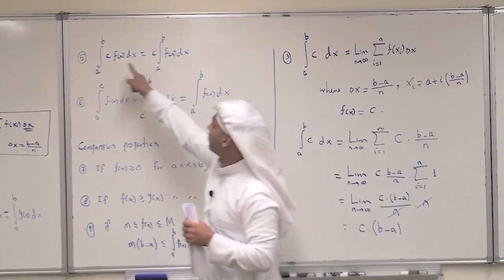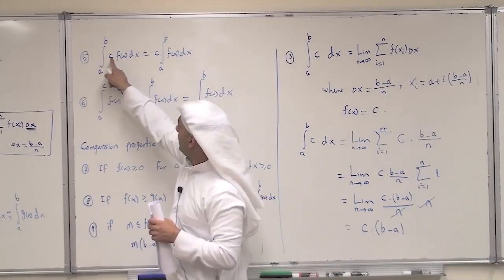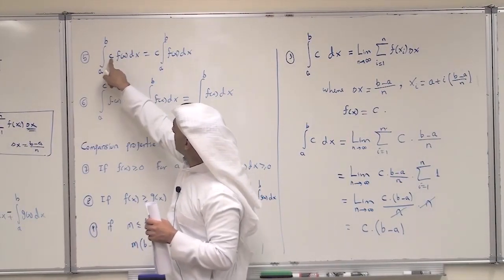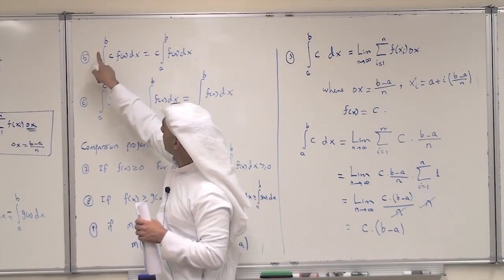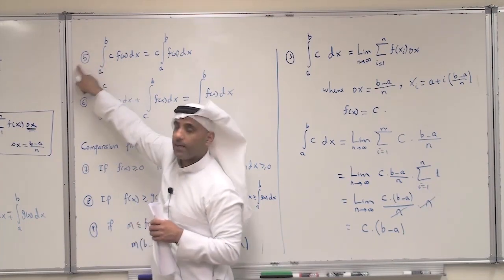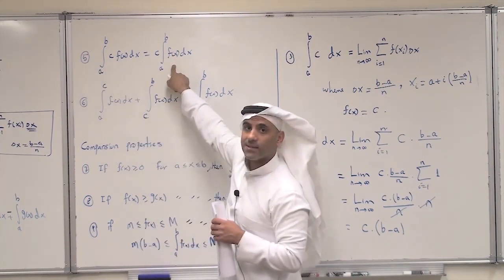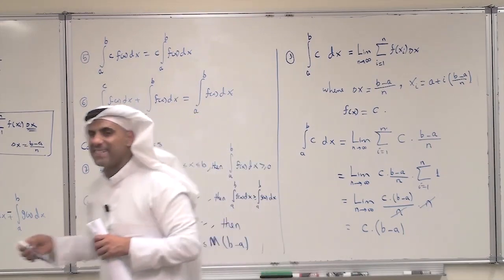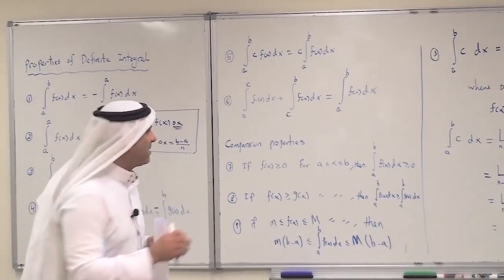Here the same, we have a constant multiple of f of x. If you apply the definition here, you can take the c outside the summation, you can take the c outside the limit, and that will end up with the right-hand side here. I will comment now on the last three before I give you some exercises.